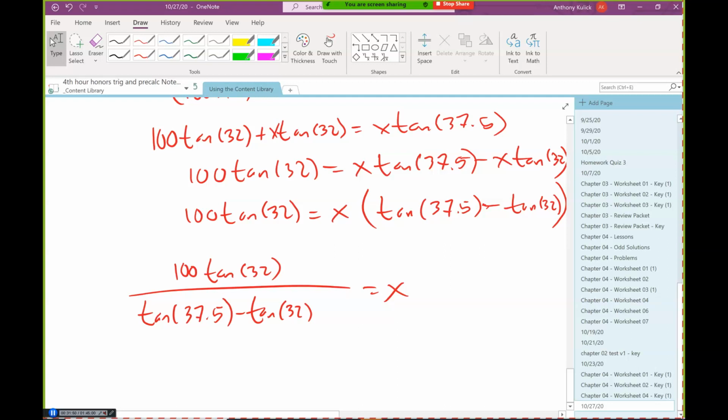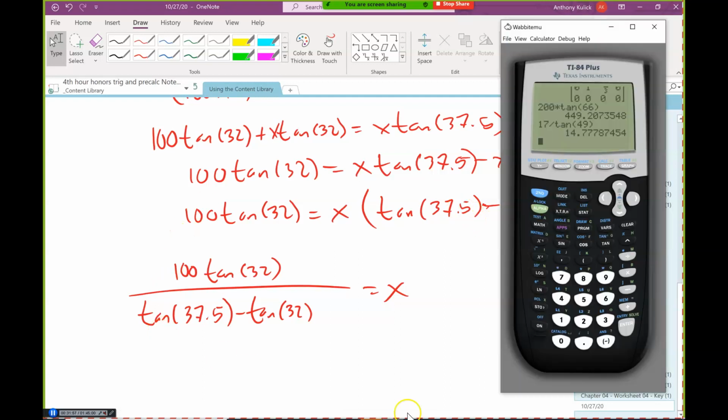So I'm going to do this using the fraction command so that I have less of a chance of screwing up a set of parentheses or something in this. So I'll do 100 times tan 32, and then I'll do tan 37.5 minus tan 32. So I get x is 438.6.